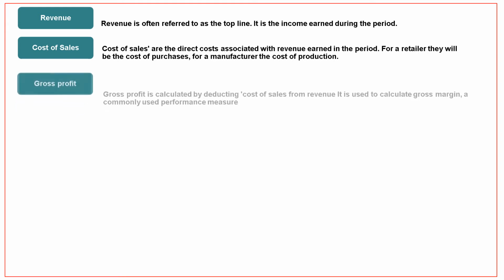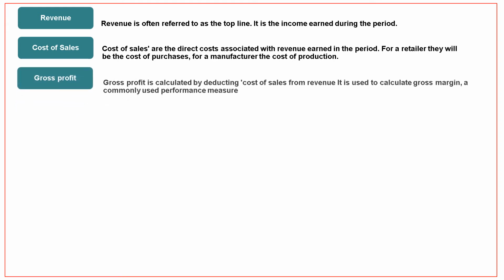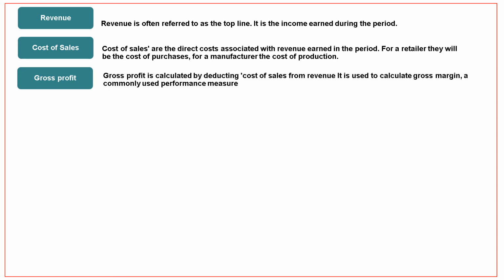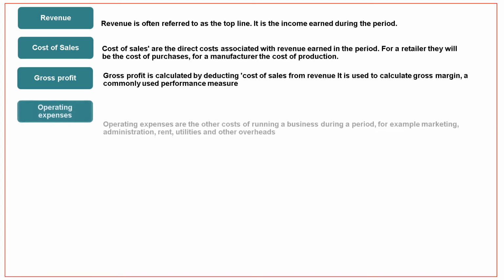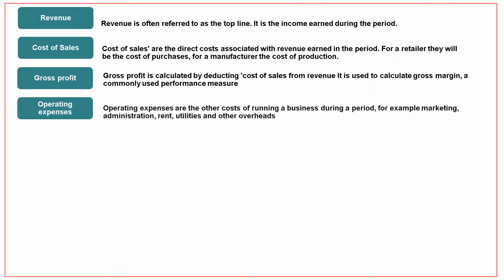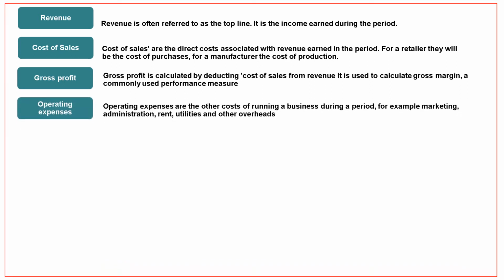Gross profit. Gross profit is calculated by deducting cost of sales from revenue. It is used to calculate gross margin, a commonly used performance measure. Operating expenses are the other costs of running a business during a period. For example, marketing, administration, rent, utilities, and other overheads.